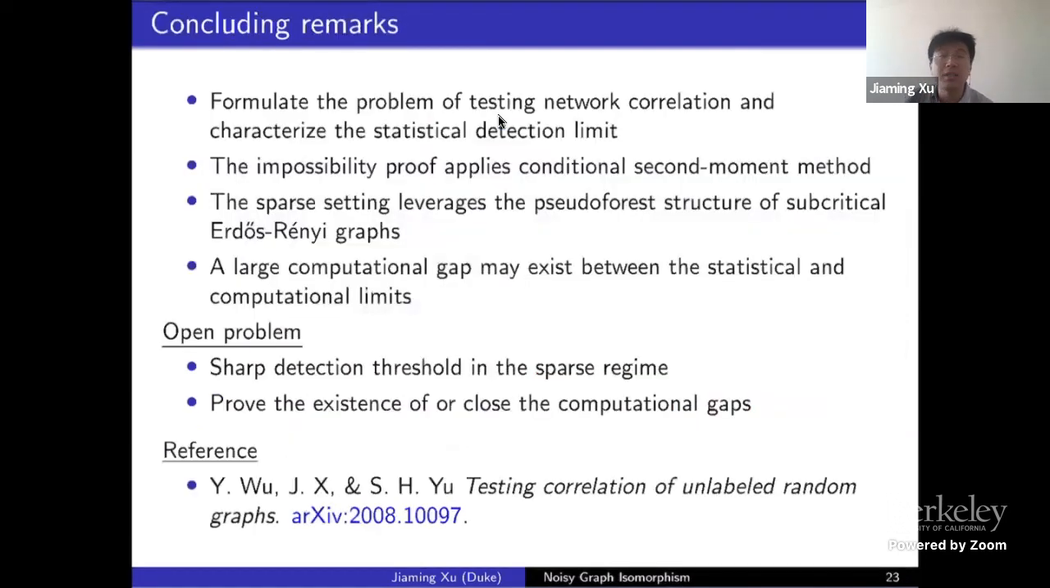Okay, so let me conclude my talk. In this talk, we formulated the problem of testing network correlation and characterized the statistical detection limit. The impossibility proof applies the conditional second moment method. The sparse setting is particularly challenging, and we leverage the pseudoforest structure of the subcritical Erdős-Rényi graphs. We also see that there exists a large computational gap between the statistical and computational limits. So the open problem is to derive a sharp detection threshold in the sparse regime, and another open problem is to prove the existence of, or try to close, the computational gap. For more details, you can check the arXiv preprint. And thanks.